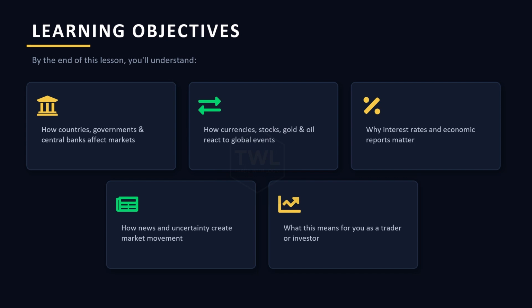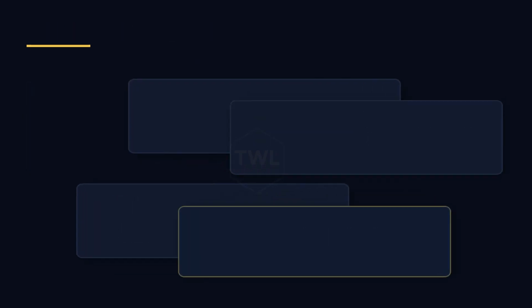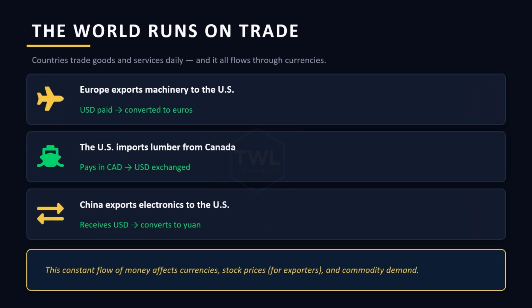Don't worry if some of these words sound technical right now. I'm going to explain every single one with a real example, like I'm talking to a friend who's never touched this stuff before. Let's start simple. The whole world runs on trade. Countries buy and sell things from each other constantly, and this creates a massive flow of money between currencies.